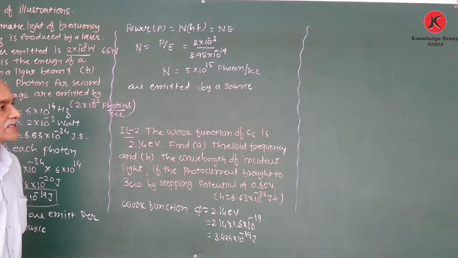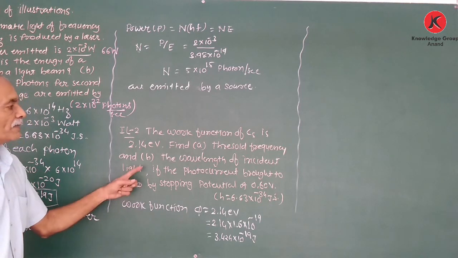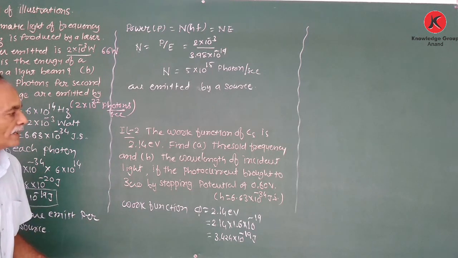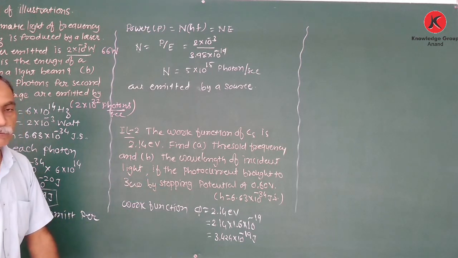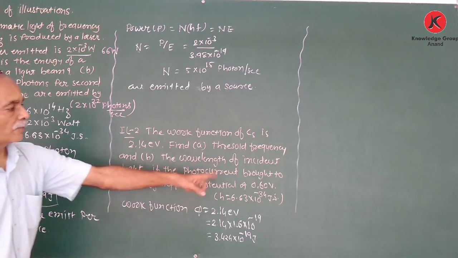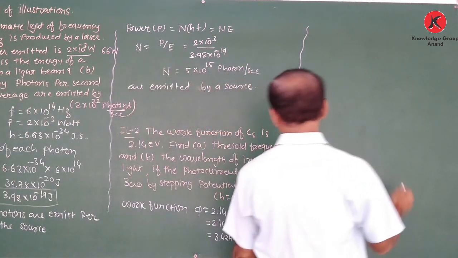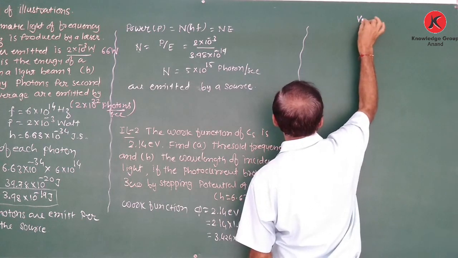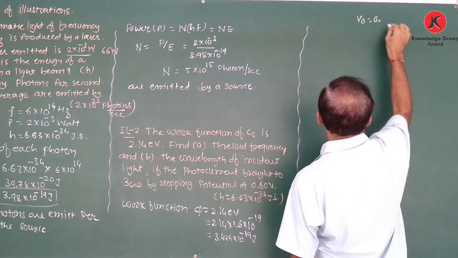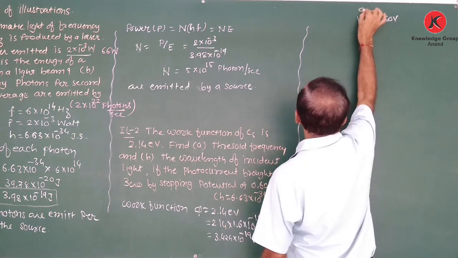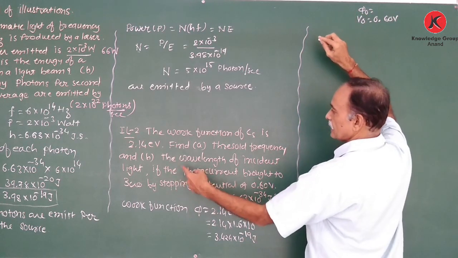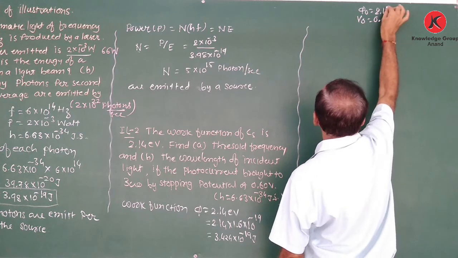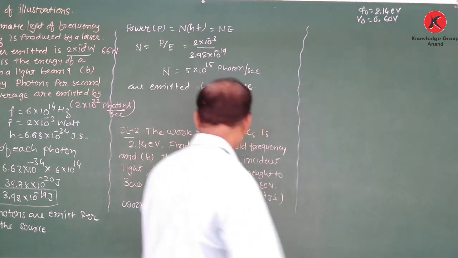First, we have to find out the threshold frequency. Then we also have to find out the wavelength of the incident light if the photoelectric current is brought to zero by a stopping potential of 0.60 volt. Planck's constant is 6.63 into 10 to the power minus 34. Here the stopping potential is given, V0 is equal to 0.60 volt, and the work function phi 0 is given as 2.14 electron volt.